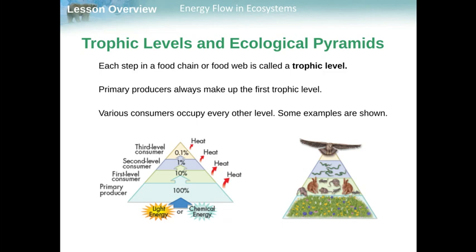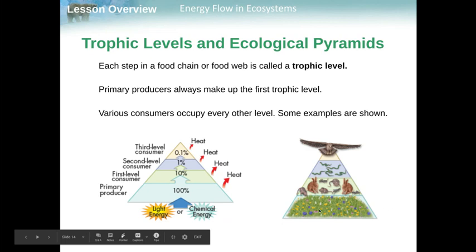So primary producers always make up that first trophic level. Your grasses, flowers, things like that. The caterpillar comes along, the rabbit comes along, eats the carrots, whatever the case is. They are always eating those primary producers. Various consumers then will take up every level above that.